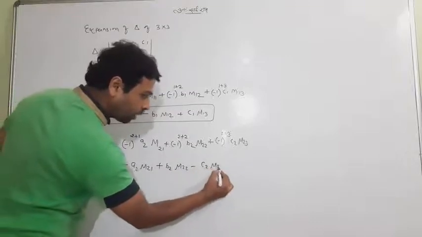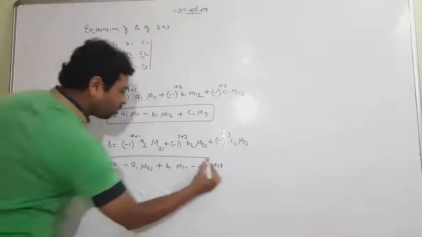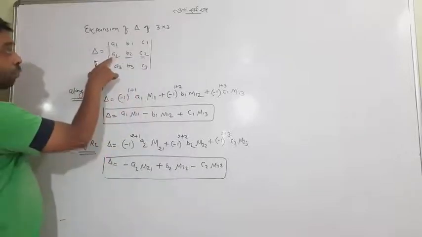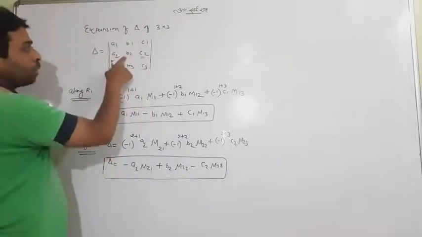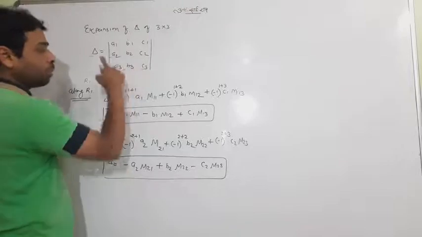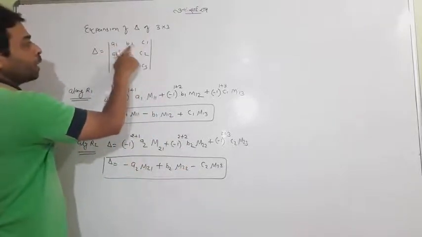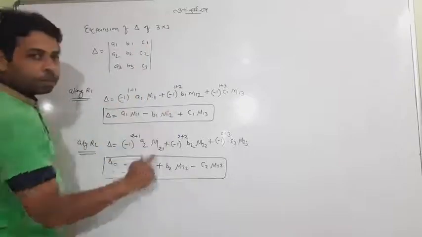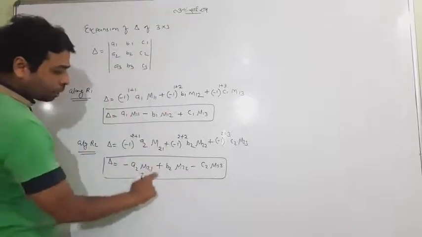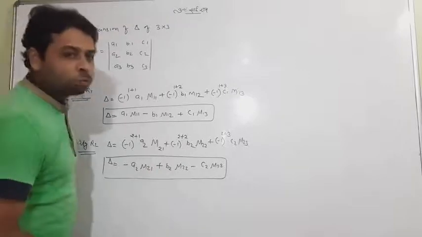What conclusion do you get? For the second row, A2 comes with a negative sign, B2 comes with a positive sign, and C2 comes with a negative sign. Meaning, now keep in mind: for the first row plus minus plus, and for the second row minus plus minus. Now you can go through the third.